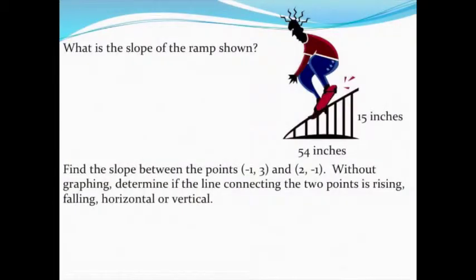Slope is a ratio that we use to determine how steep a line is. It's the ratio of the line's rise, how far vertically the line goes, compared to its run, how far horizontally it goes in that same amount of space, or same distance, I suppose.